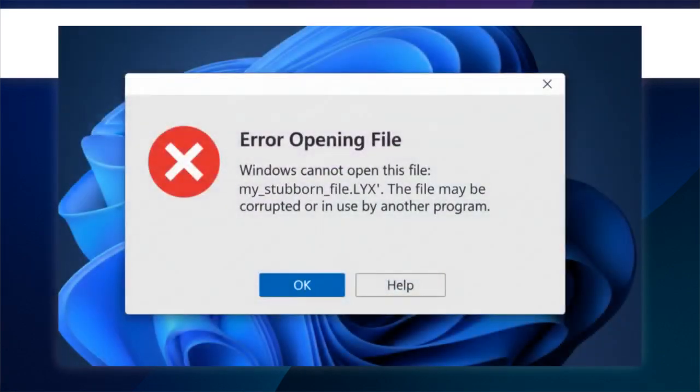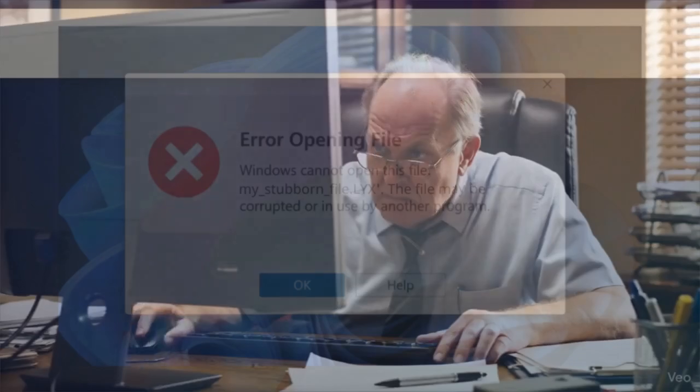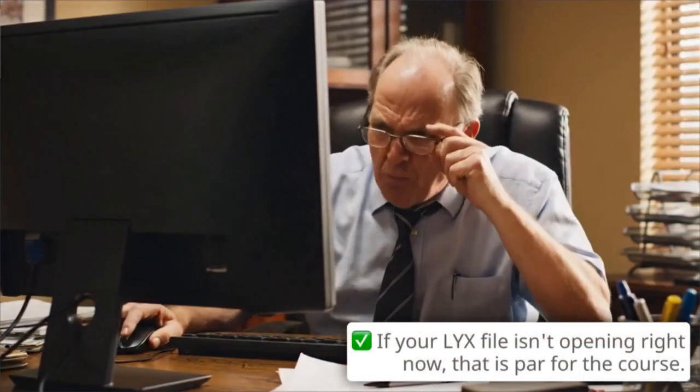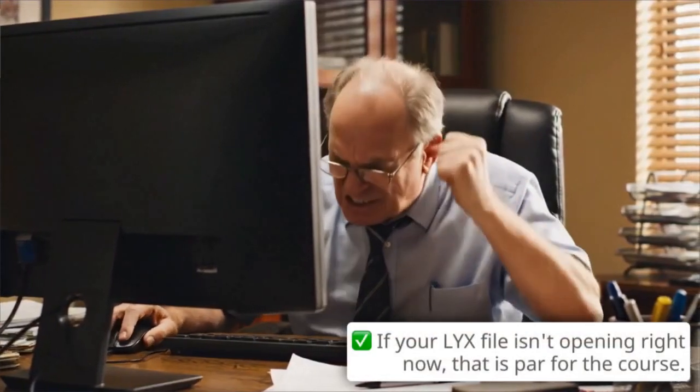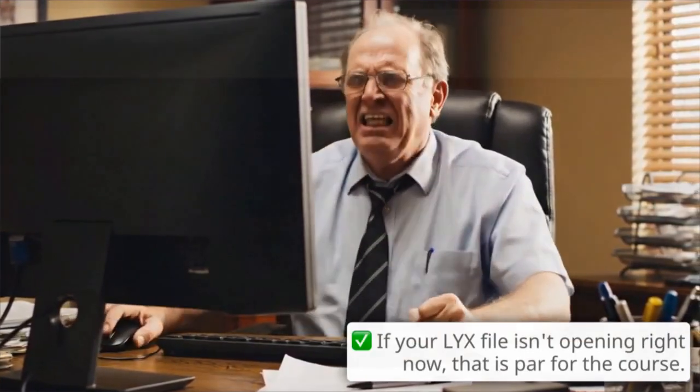When a LYX file fails to open, it is usually for a basic reason. When the simple solution doesn't stick, let's get technical. We are moving straight into these three focused troubleshooting steps now.